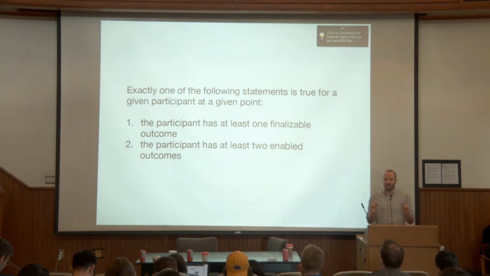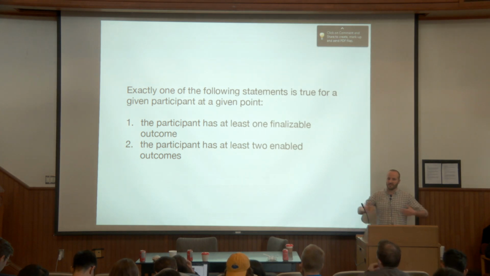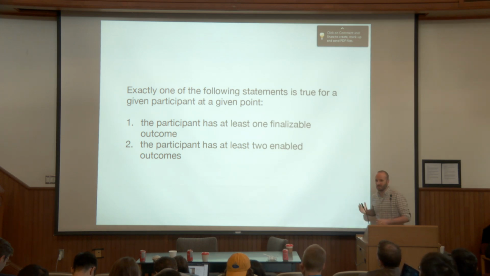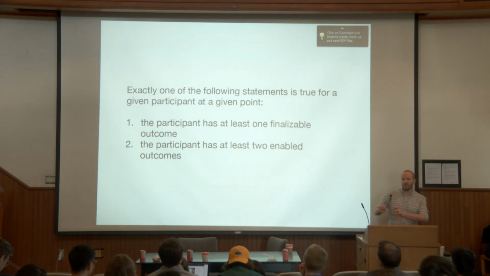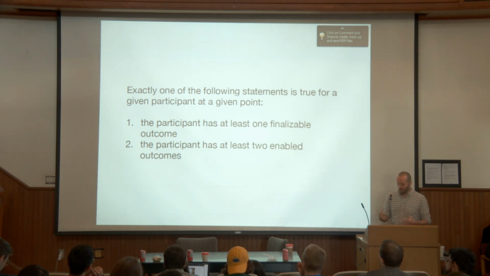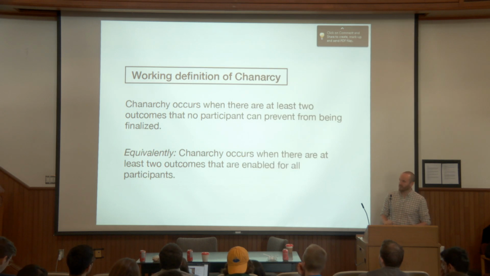Why is it not possible to have one enabled outcome? Well, if you have the exit criterion, that means that anyone can drive the system to some outcome. If you have only one enabled outcome, that means you can prevent all other outcomes, and you can drive the system somewhere, which means you have a strategy for finalizing that one single outcome. So if you have a single enabled outcome, you have a finalizable outcome. So participants either have two or more enabled outcomes, or they have at least one finalizable outcome and have control.